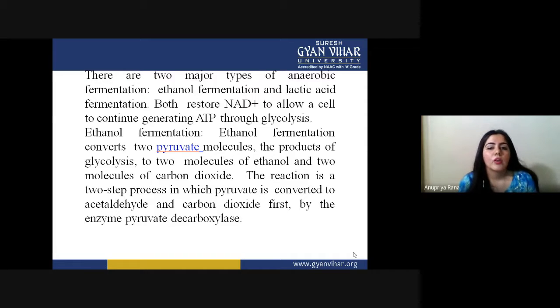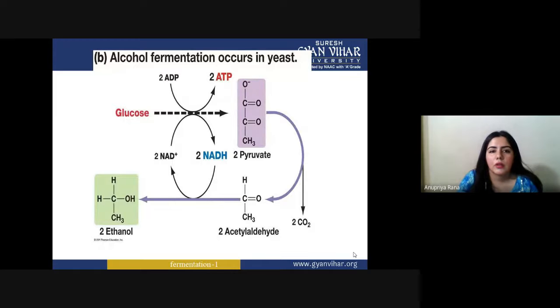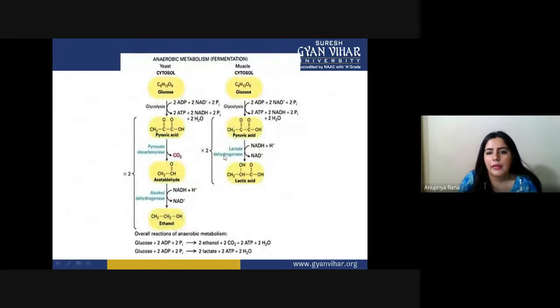Ethanol fermentation converts two pyruvate molecules, the product of glycolysis, into two molecules of ethanol and two molecules of carbon dioxide. So this will be the product of ethanol fermentation. The reaction is a two-step process in which pyruvate is converted to acetaldehyde and carbon dioxide first by the enzyme pyruvate decarboxylase. So basically there are two types of enzymes we'll be using here. You can see there lactic dehydrogenase and pyruvate dehydrogenase. After that, alcohol dehydrogenase will convert them to ethanol, and carbon dioxide will be released as a byproduct here.